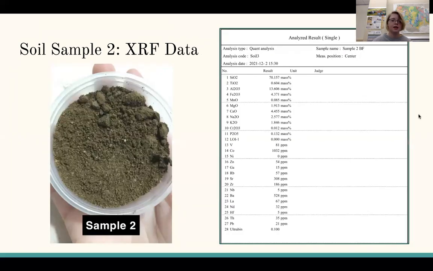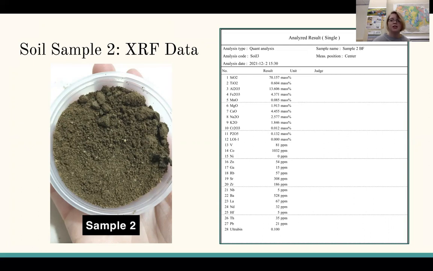And this is the XRF data. It shows that quartz once again makes up most of the soil with some aluminum oxide. Again, the largest peak corresponds to how quartz comprises most of the dirt at about 70%. There's a lot of cobalt in here as well, which may be a potential essential nutrient for plants.